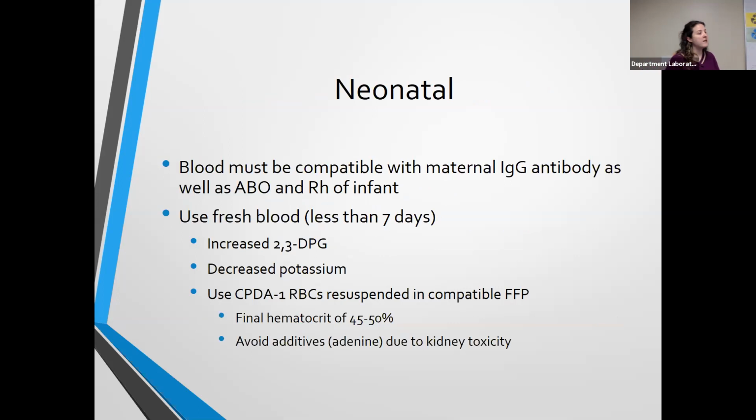Right, we have already established that our neonates do not build antibodies until approximately 6 months of age, okay? So when you're dealing with neonates, we still want to make sure that it's compatible, right? So depending on what your facility's protocol is, typically for babies we will give O negative and cross-match compatible with mom, okay? So we use mom's plasma.